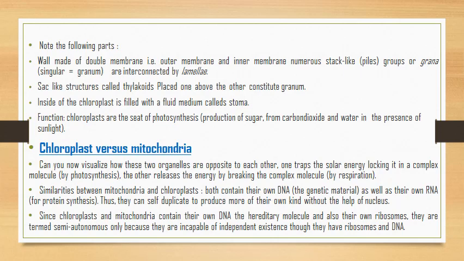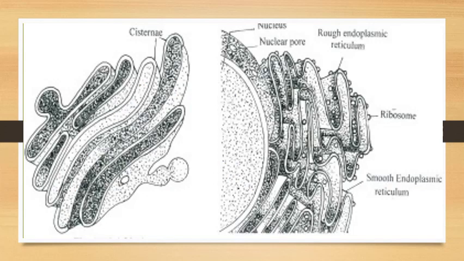DNA is a genetic material, so they can self-duplicate to produce more of their own kind without the help of the nucleus. Since chloroplast and mitochondria contain their own DNA, the hereditary molecule, and also their own ribosomes, they are termed semi-autonomous, only because they are incapable of independent existence, though they have ribosomes and DNA. This is the structure.